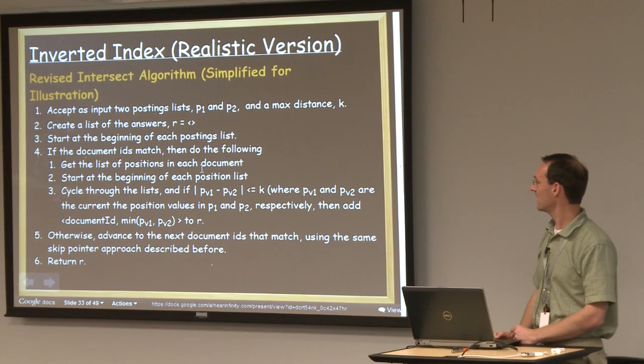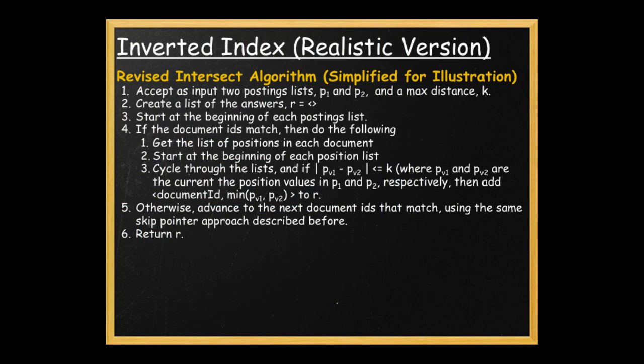So you accept as input 2 postings lists, P1 and P2, and a max distance k, which is how many words can they be apart. So if we're looking for 2 fish, it's 1 word apart. K would be 1. And your postings list here, if you were looking for, say, the word 2 and the word fish, you're talking about P1 maybe being the postings list for fish and the other one being postings list for the word 2. You create a list of the answers, which is initialized to empty, and you start at the beginning of each posting list.